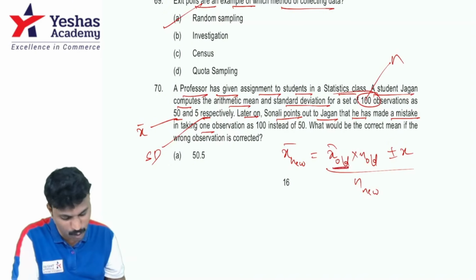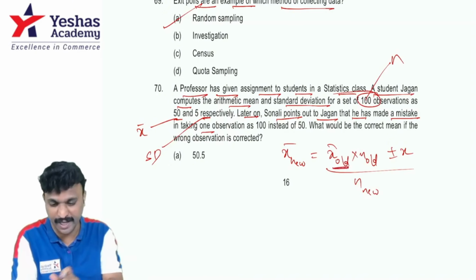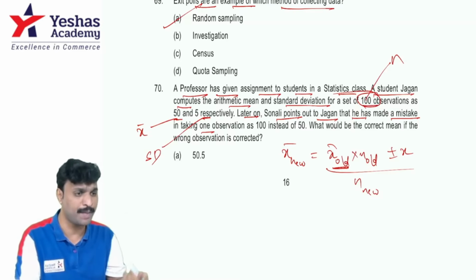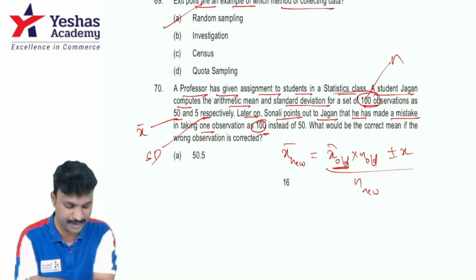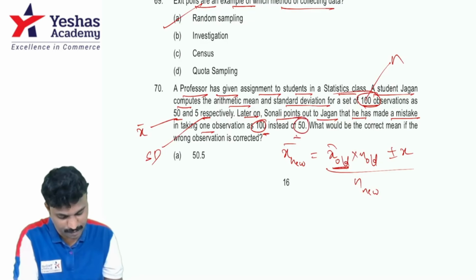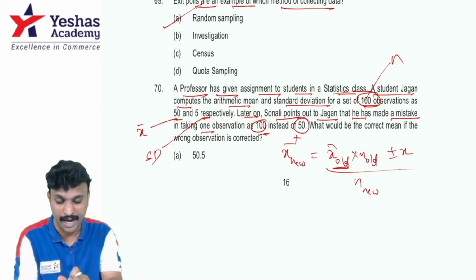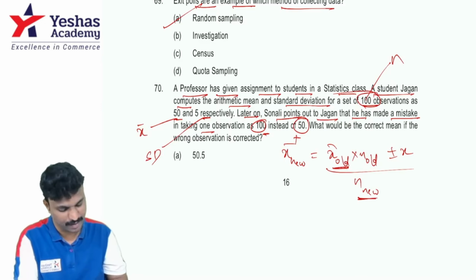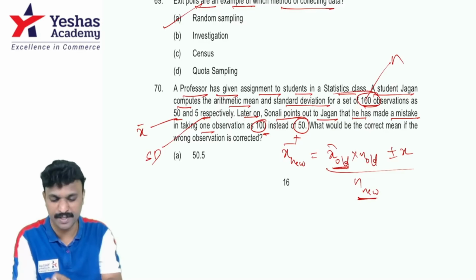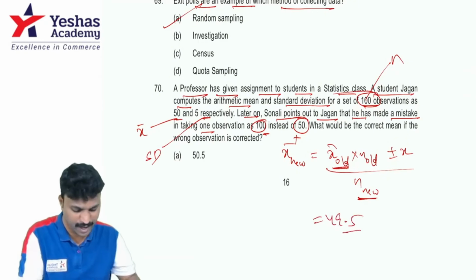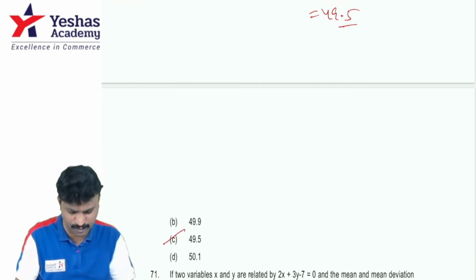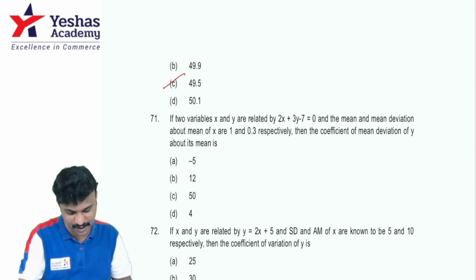Now x bar old, what is x bar old? 50 into n old, 100. Now plus or minus, what to subtract? The wrong value has to be subtracted. So minus 100 has to be subtracted. Plus 50, the correct value has to be added. Divided by total observations, which is 100. No change in the number of observations, so it is 49.5. Guys, I have discussed this in the regular class. I have also discussed this in the marathon revision as well.